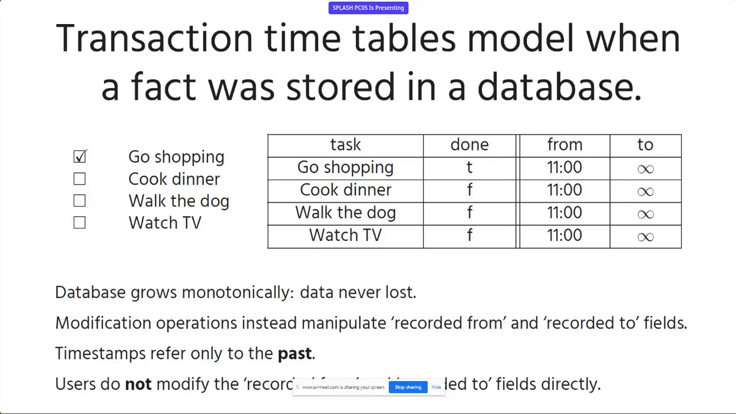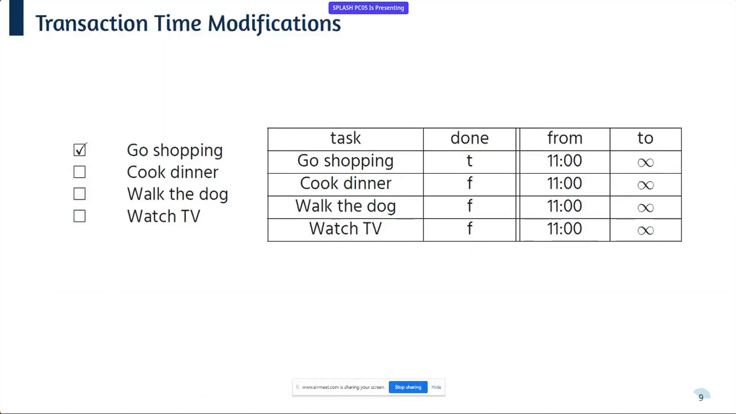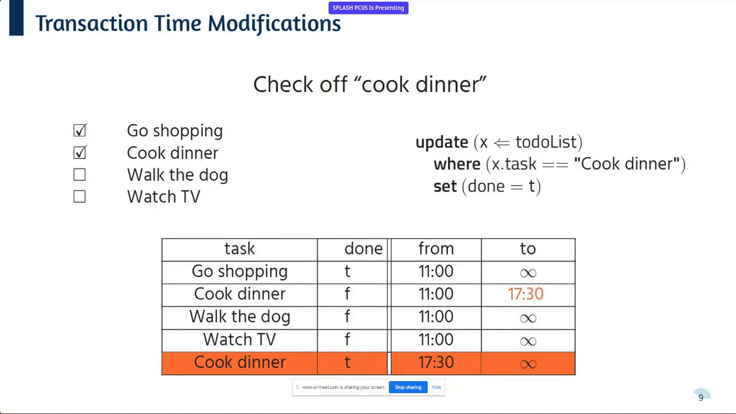And finally, the users do not modify these fields directly. It's all done by the underlying system. So let's have a look at a couple of examples here. We've got this to-do list, and say we want to go and check off cook dinner at 5:30. So what we would do is write a kind of bog standard update query here. And instead of doing a destructive update, we would close off the previous row at 17:30, and then start a new one with a new value at 17:30, valid forever. So we've not lost that data.